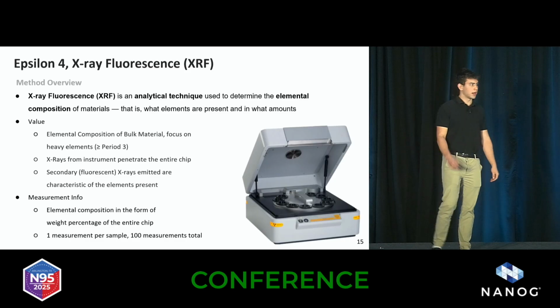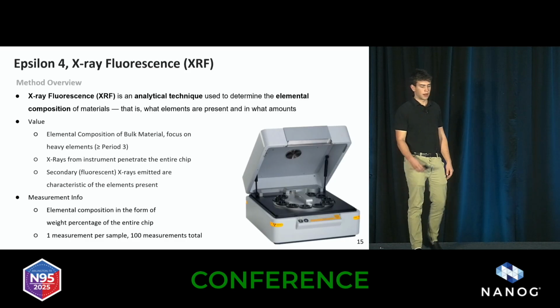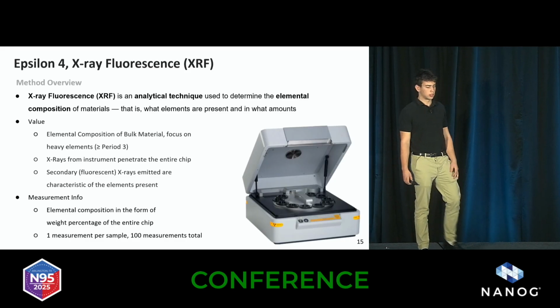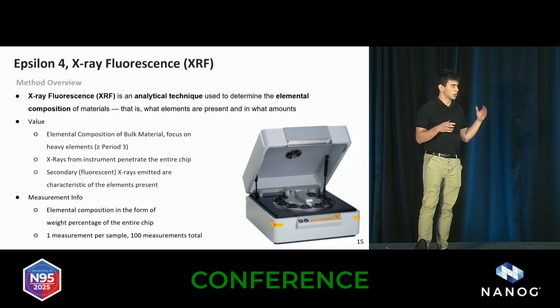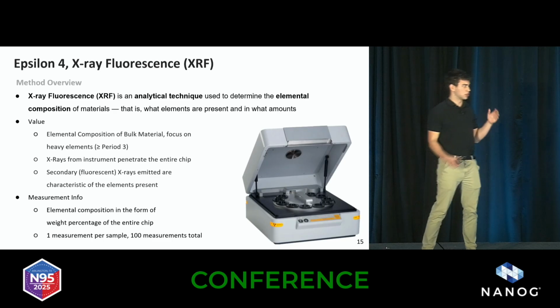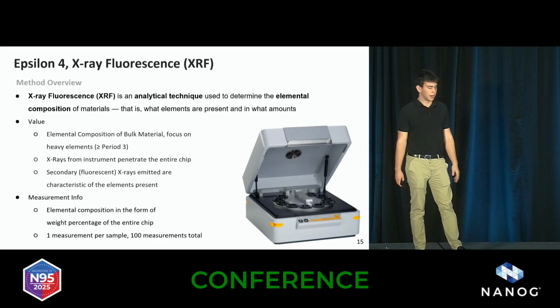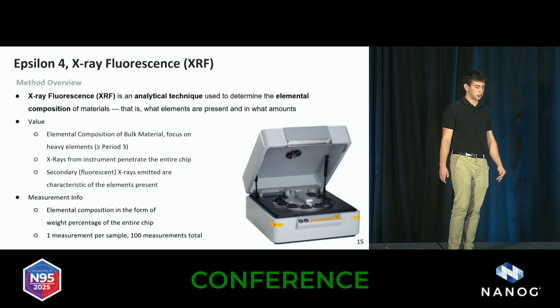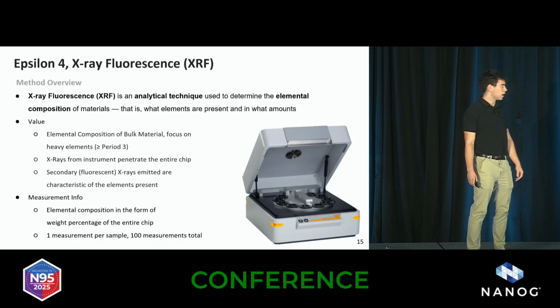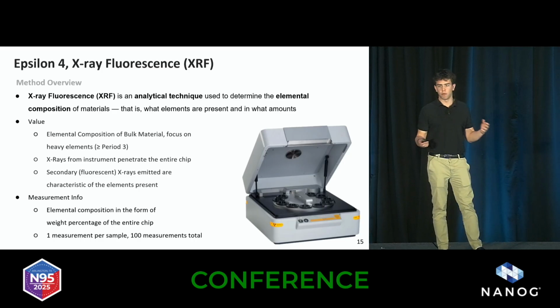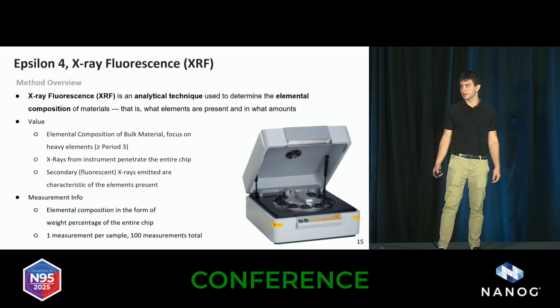So moving on to our next instrument, XRF. XRF uses X-rays to determine the elemental composition, and it's focusing on the bulk materials, those that are greater than or equal to period 3, so the heavier elements. The X-rays from this instrument will penetrate the entire chip. It's not going to be as discriminatory as the following method you'll see, but it's able to give us a general overview of what elements are present and what elements are not present.